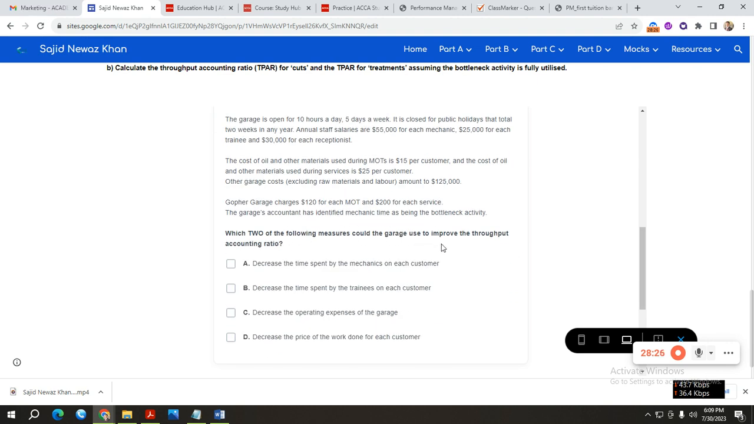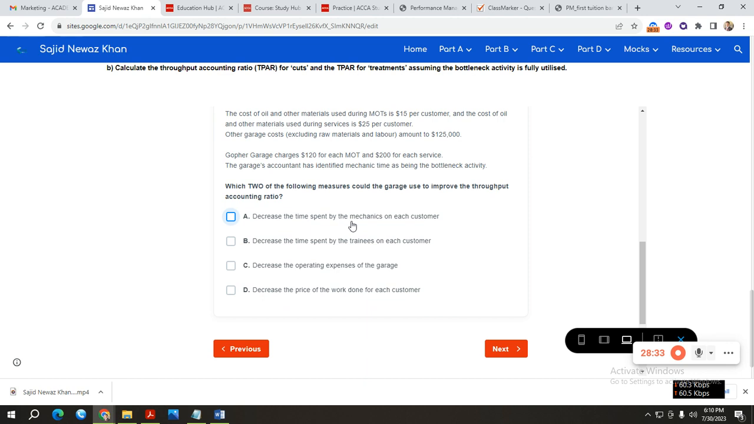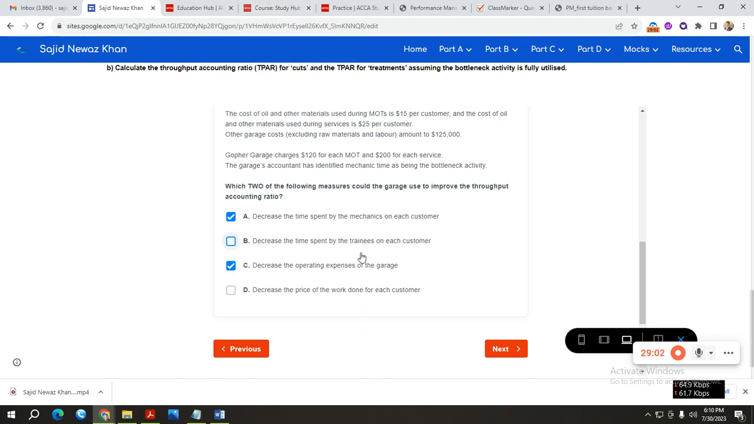Which two of the following measures could the garage use to improve the throughput accounting ratio? Similar questions we've already done before. Decrease the time spent by the mechanics on each customer. If we can reduce the mechanic's time per customer, he can finish a job in less time, and that would improve my throughput accounting. That could be an option. Decrease the time by trainees on each. Reducing the trainees' time is no use, because they are not my bottleneck, so they're not important to me right now. Decrease the operating expense. Yes, if I reduce operating expenses, my costs come down, my TPAR will increase, so that's obviously valid.